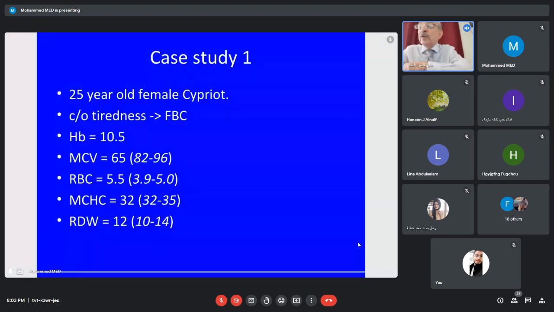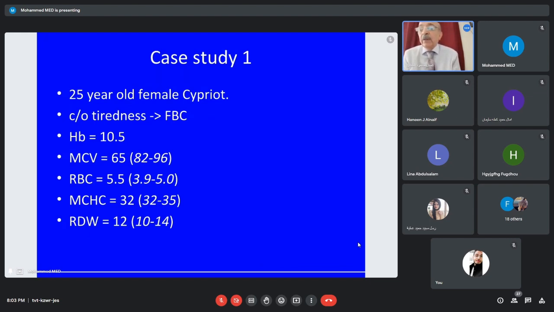In this area. It's extremely rare in Europe and North America. Okay, this 25-year-old female Cypriot complaining of tiredness, and her hemoglobin is 10.5. Okay, so what do we call this 10.5? I call this 10.5 as mild anemia.